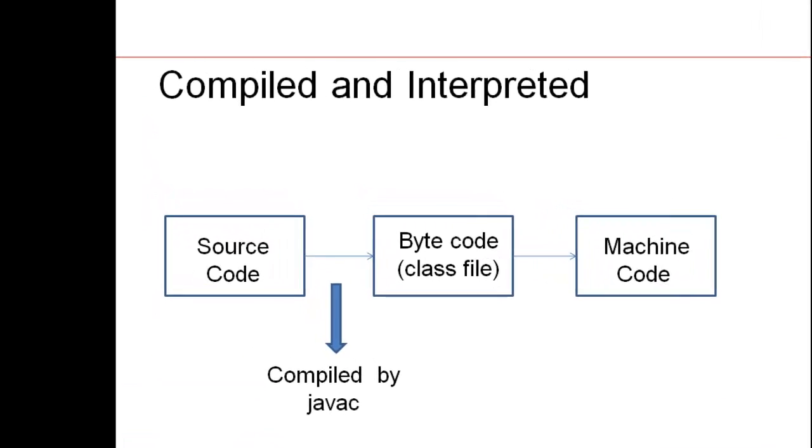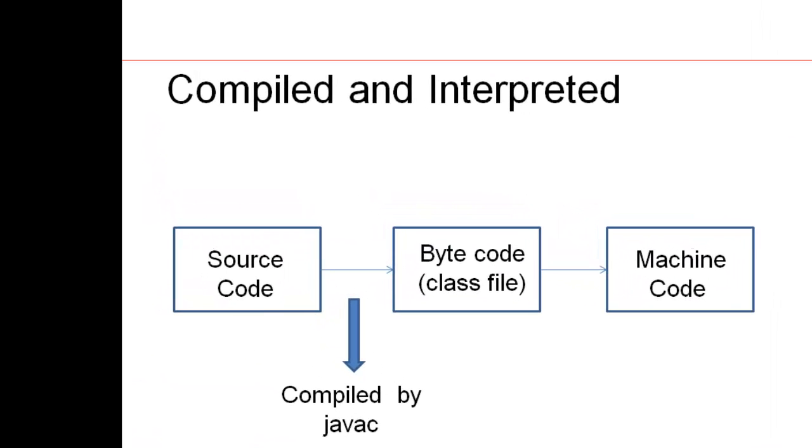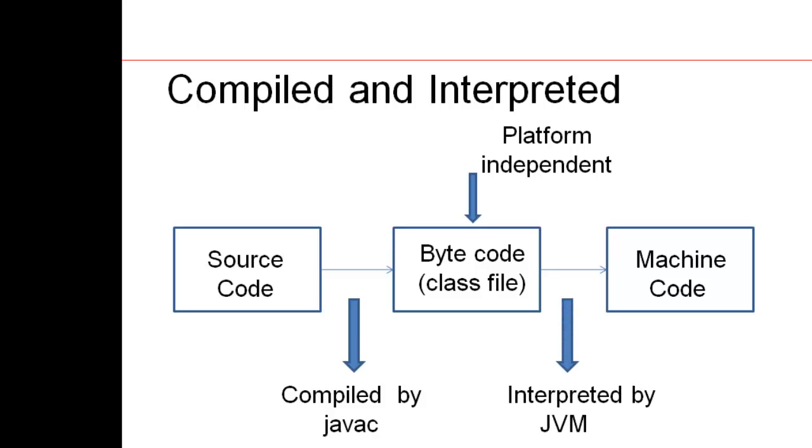While you compile, you get a code which is called as the bytecode. This bytecode is also called as a class file. This class file is platform independent. Now, I take this class file, I interpret it using the interpreter. The interpreter is nothing but Java. Java has got JVM inside it.